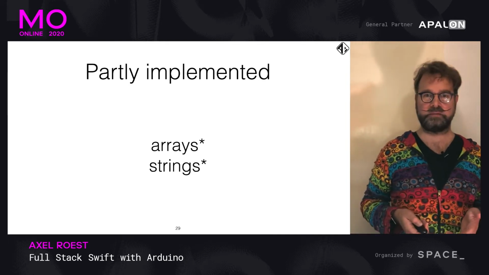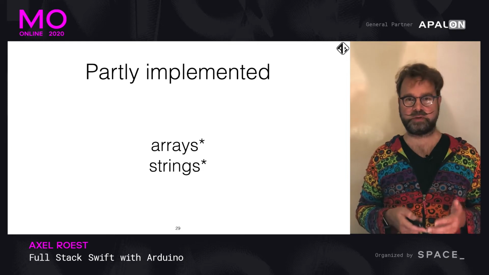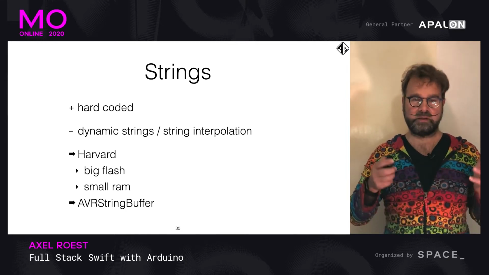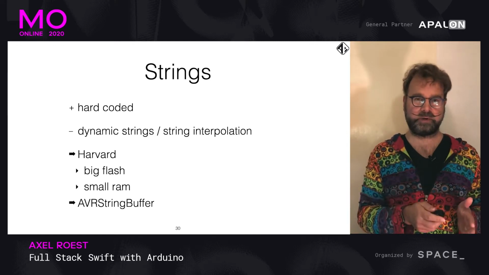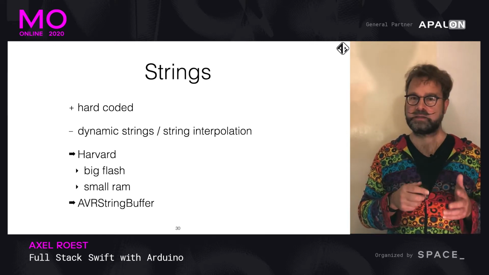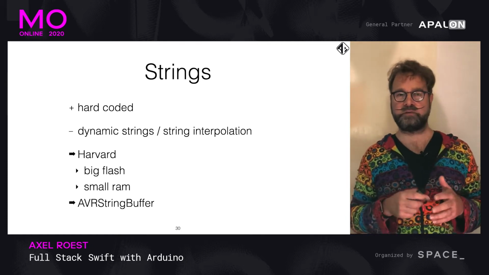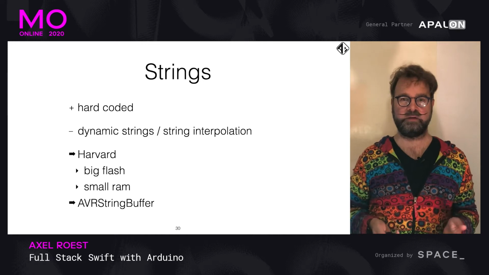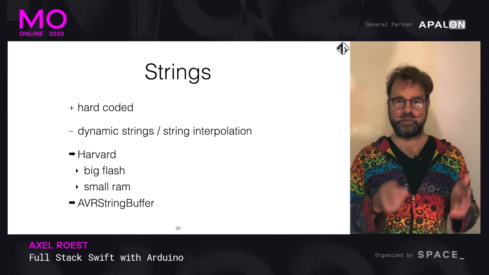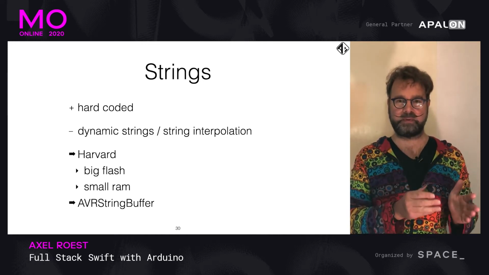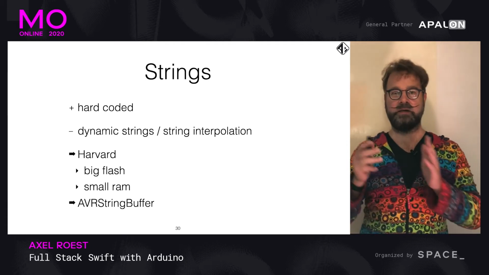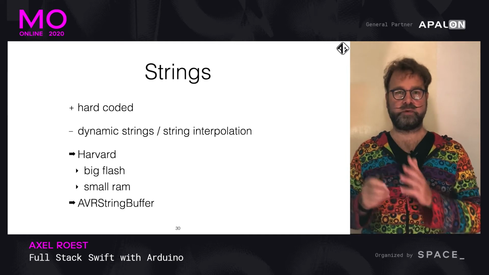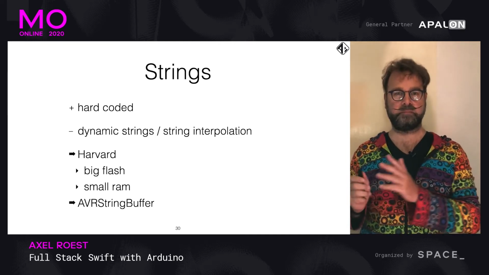And also strings: string interpolation is not supported, and dynamic strings are also not supported, because strings are hard-coded in the program. These little Atmel processors don't have the von Neumann architecture that most real big processors have. They use something called the Harvard architecture, where program space is a completely separate address space from your application data. So your program does not run from RAM. Your program runs from ROM or flash.